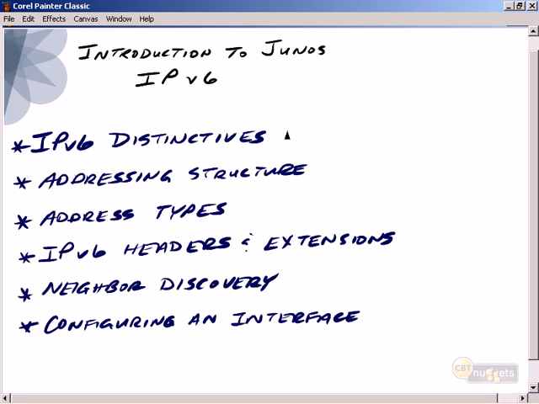Well, all right, in this final nugget of the JNCIA series, we got an introduction to Junos IP version 6. We covered some IPv6 distinctives and characteristics. We looked at the addressing structure of that 128-bit address. We talked about different address types. Looked at the IPv6 header and the header extensions, talked about neighbor discovery, and then we configured the loopback interface on our 2320 with family INET 6 with an IPv6 address.